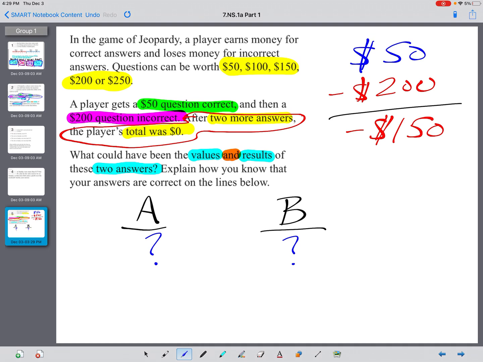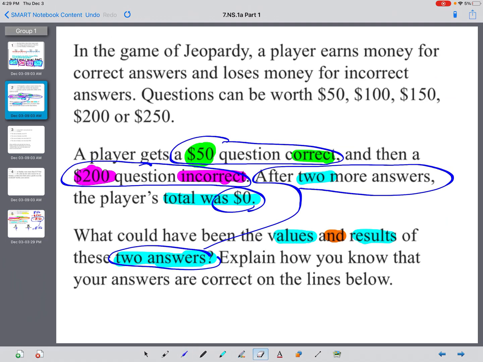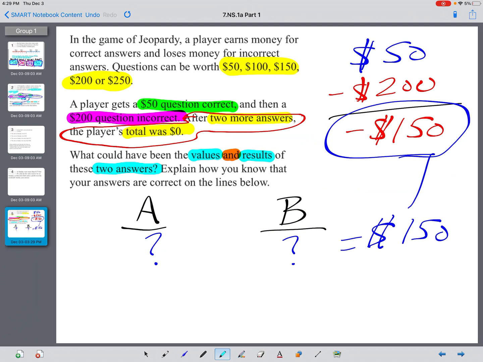But we do know one thing. They have to add up to $150, because we need 150 to zero out that negative 150 balance from before. So let's take a look at our choices. We had all these values here: 50, 100, 150, 200, or 250. Any combination of these answers could work, right?